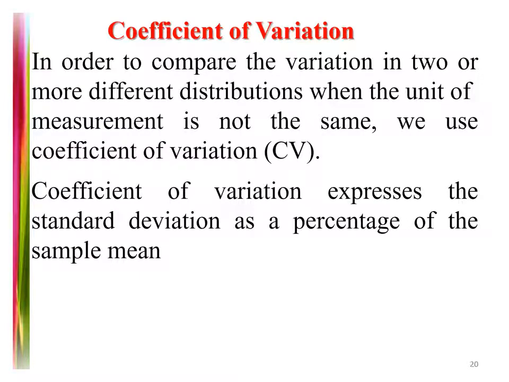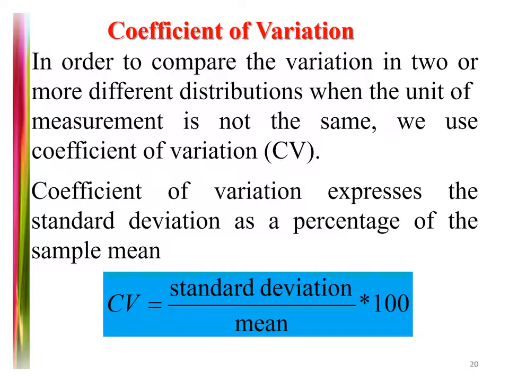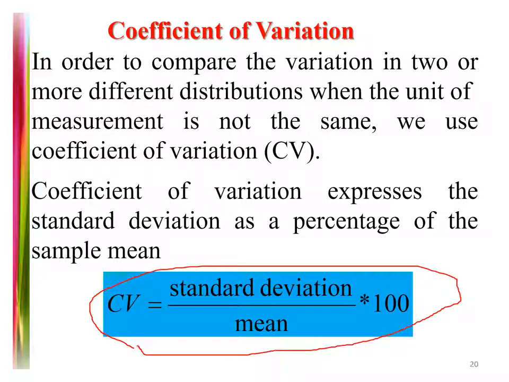The coefficient of variation is expressed as the standard deviation as a percentage of the sample mean. So this is the formula: coefficient of variation is equal to standard deviation divided by mean, times 100. Usually we write this with a percentage sign. First calculate the ratio between standard deviation and mean, then multiply by 100, so your answer is in percentage.